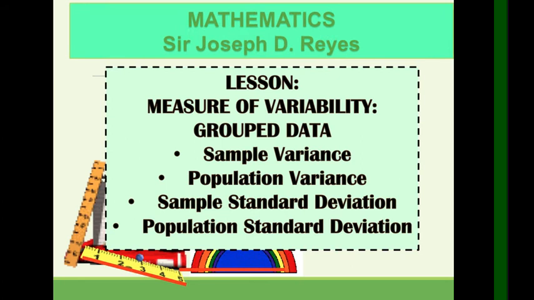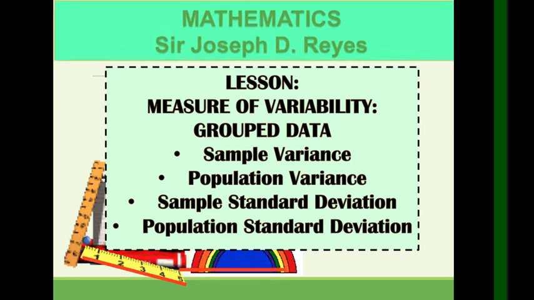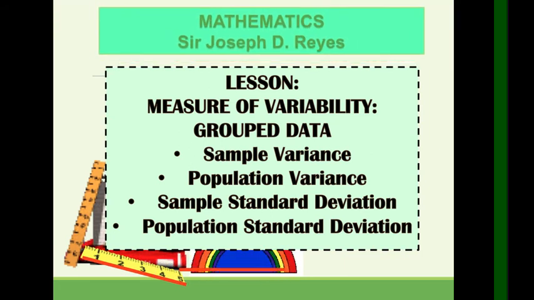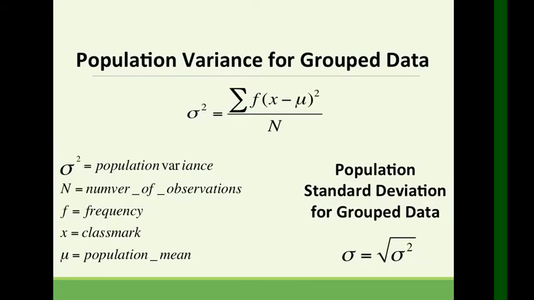Thanks, and now let's proceed to our main topic for today, which is all about the measures of variability. So, papaano ba mag-solve ng measures of variability? Okay, so we have this formula for the population variance for group data. So, for the group data, we have sigma. When you read this, ito yung sigma squared equals summation of f of x minus mu squared over n. Na kung saan yung sigma squared, ito yung tinatawag natin population variance.